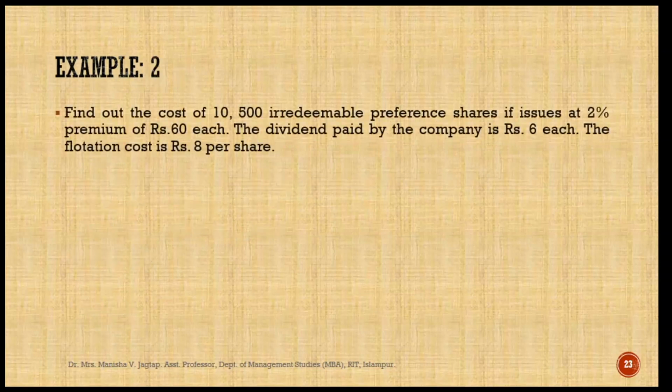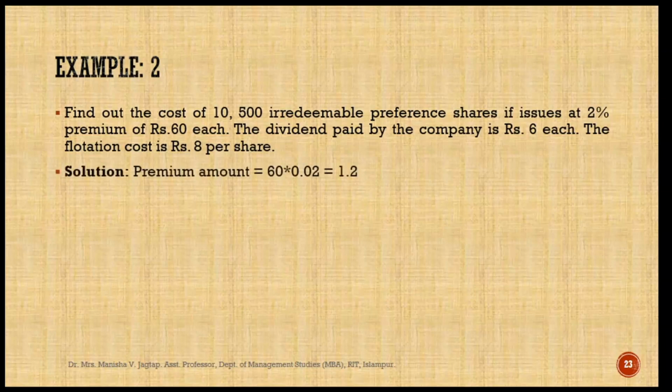Let us see another example. Find out the cost of 10,500 irredeemable preference shares if issued at 2% premium. The earlier problem was concerned with discount, and here it is at a premium, and its face value is rupees 60 each. Then the dividend paid by the company is rupees 6 each, and flotation cost is mentioned as rupees 8 per share.